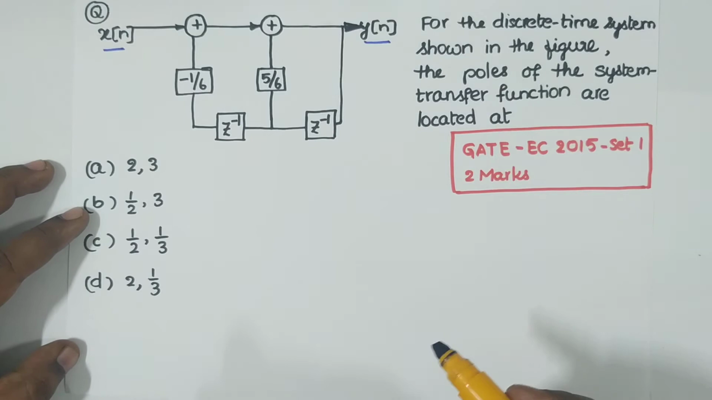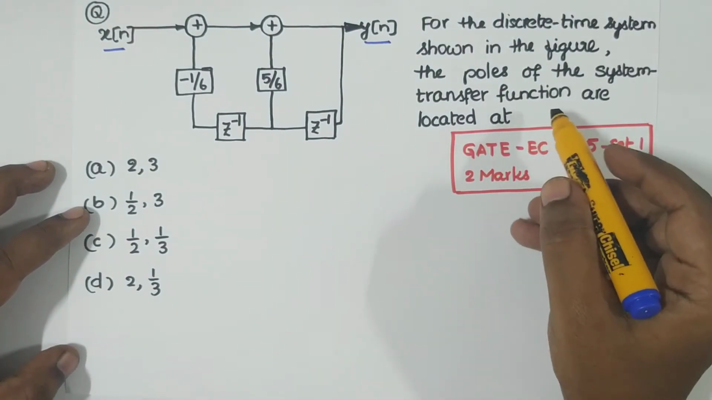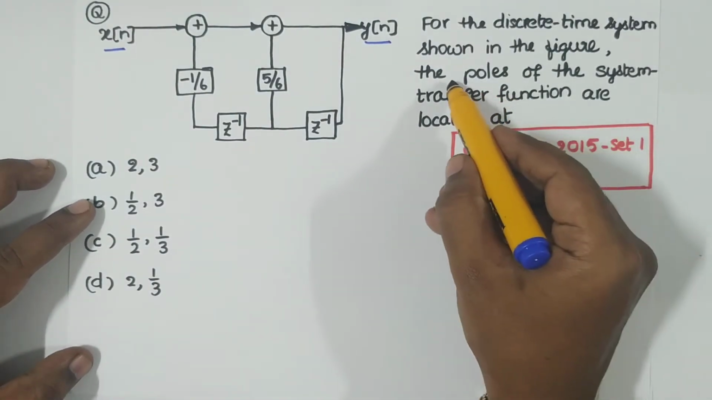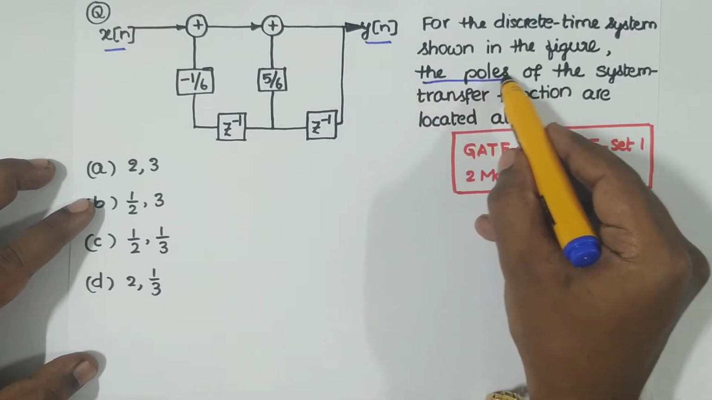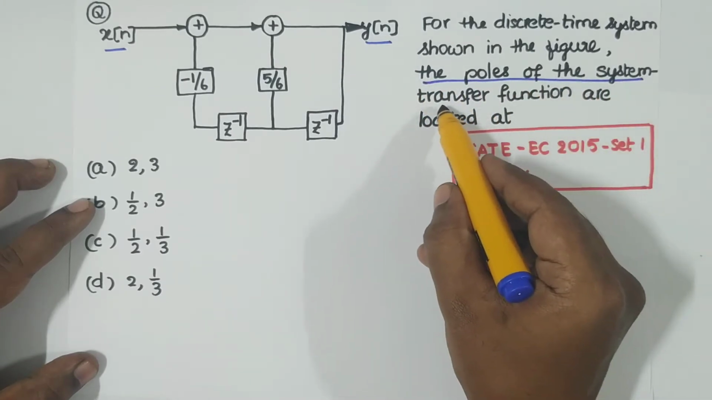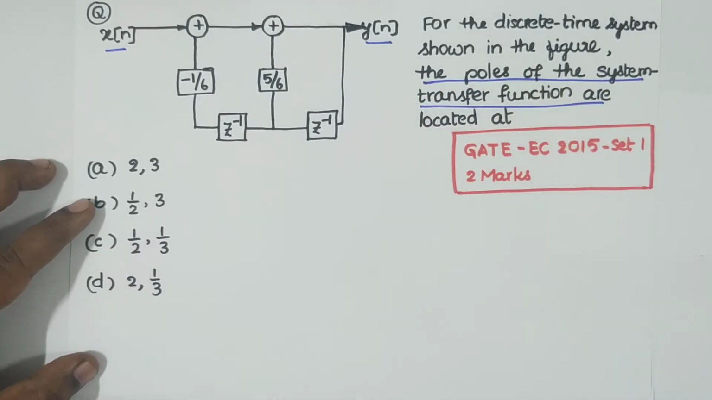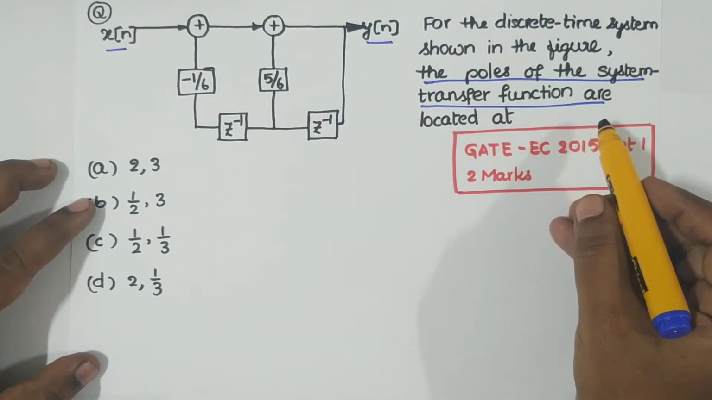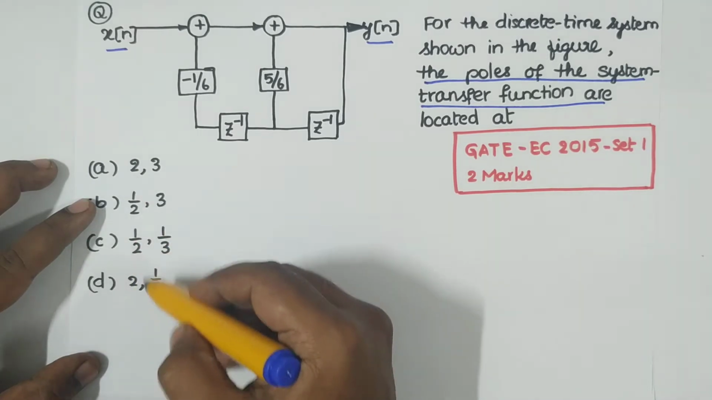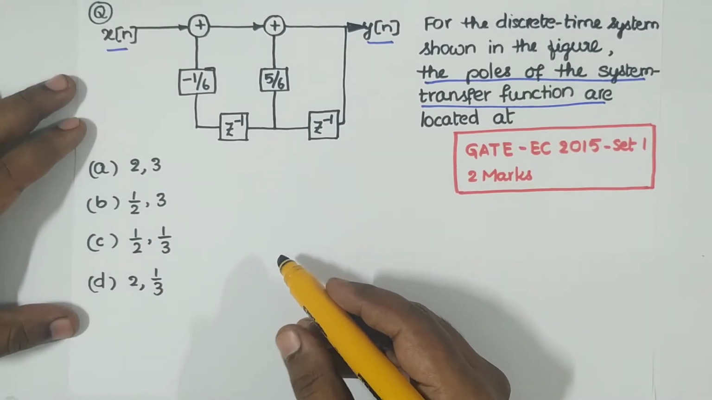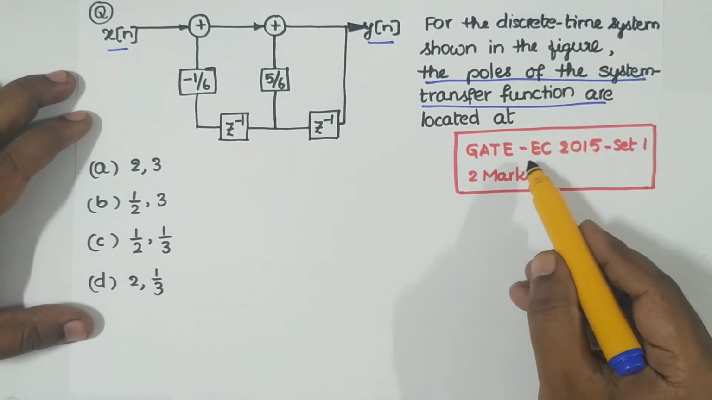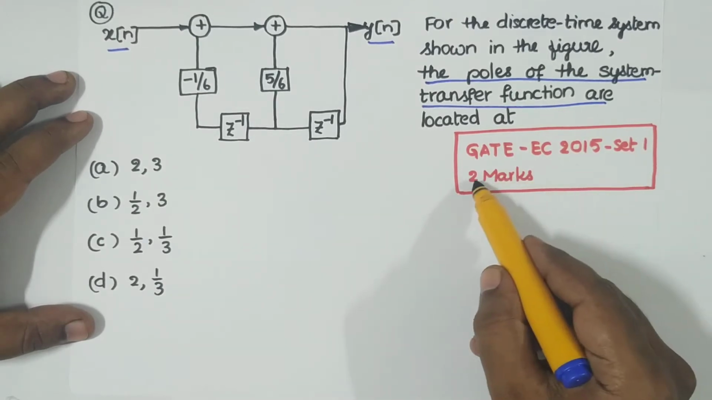So now, at the end of the day, he's asking us to find the poles of the system transfer function. The poles of the system transfer function are located at one of these 4 options. This was asked in GATE ECE 2015 set 1 for 2 marks.